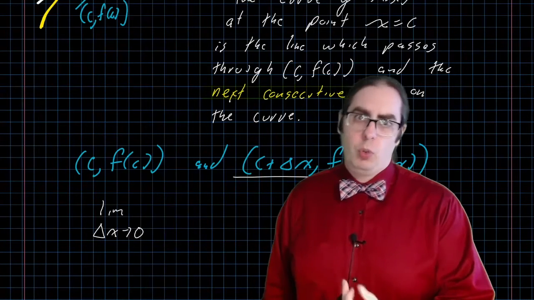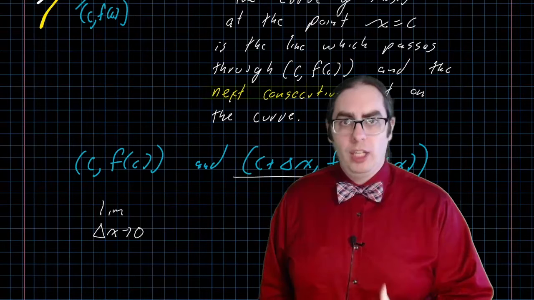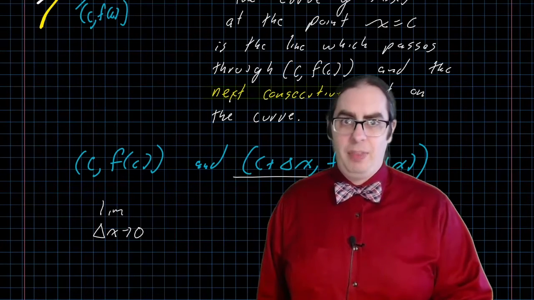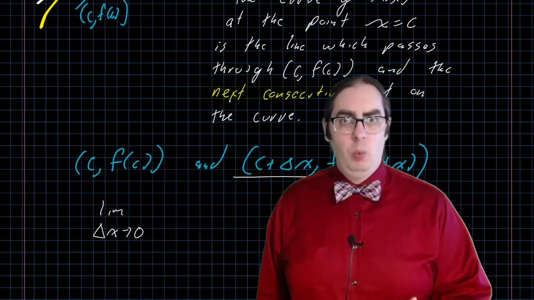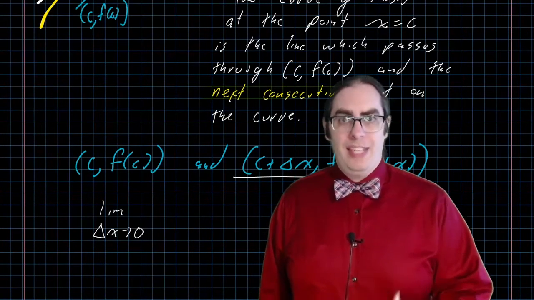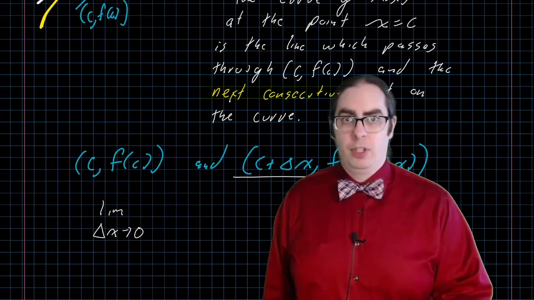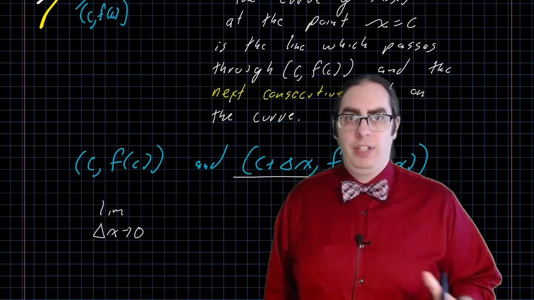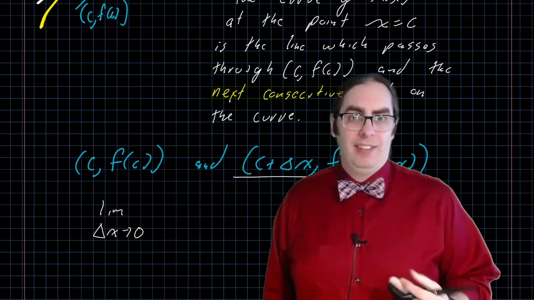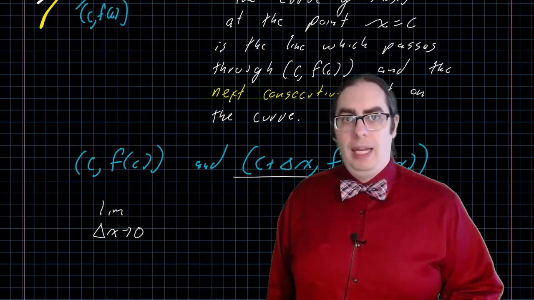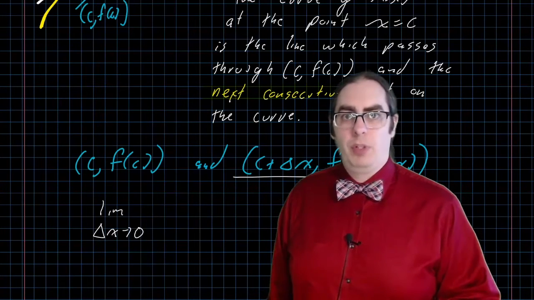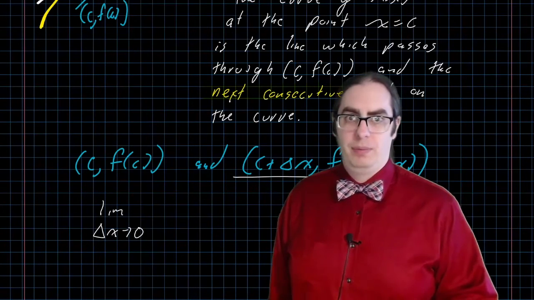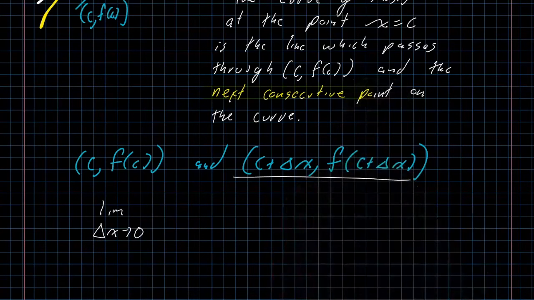And if you squint and tilt your head just right, you can convince yourself that that's the same thing as saying that we want the next consecutive point after c plus delta x, where delta x is nearly 0, indistinguishably different from 0, but not actually 0. And so that's what we're looking at here.